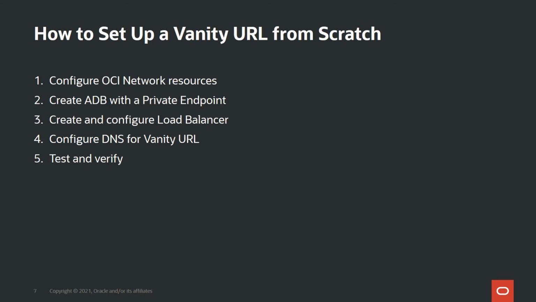Now, how do I set up Vanity URLs from scratch? I'm going to do this from scratch, and I'm going to assume you're starting from zero. You basically configure some OCI networking resources. You create an ADB with a private endpoint or a private IP address. And then you create and configure a load balancer, which will have a public IP address. You configure your DNS for the Vanity URL, and then you test and verify the solution. So I'm going to go into some detail on each of those steps.